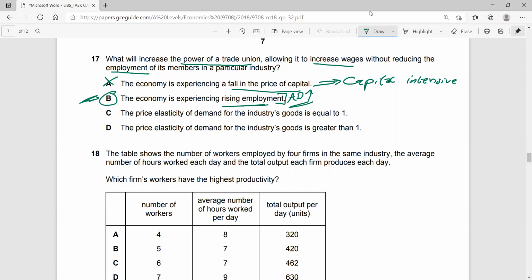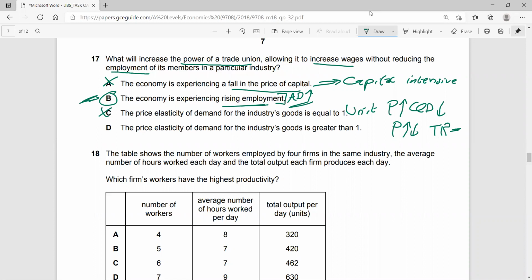The PED of the industry's goods is equal to 1. Now, this is the case of a unit elastic demand, where if there's a rise in price, the quantity demanded decreases by the same percentage change, which I'm sure you studied in AF. And the implication of this, which is the more important thing, is no matter how much you increase or decrease price, quantity demanded increases or decreases by the same amount, such that total revenue always remains unchanged. Total revenue does not change. So this is wrong. Why?